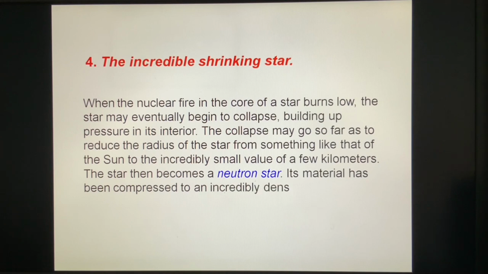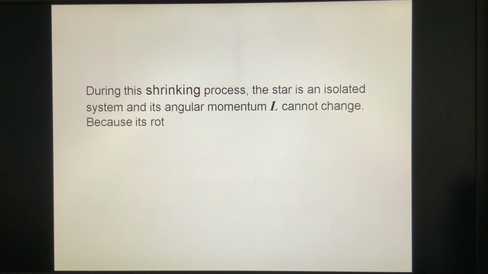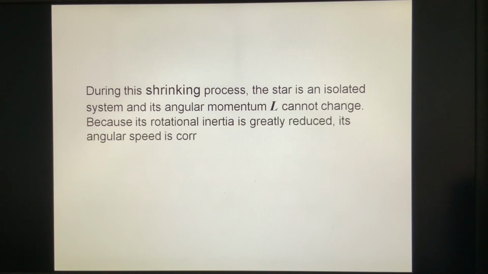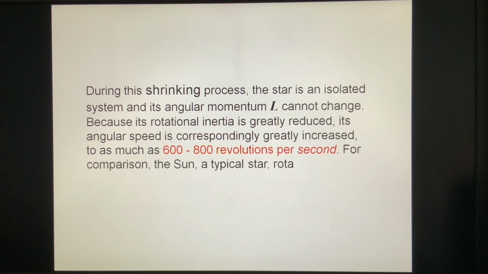Its material has been compressed to an incredibly dense gas of neutrons. During this shrinking process, the star is an isolated system, and its angular momentum L cannot change. Because its rotational inertia is greatly reduced, its angular speed is correspondingly greatly increased to as much as 600 to 800 revolutions per second. For comparison, the Sun, a typical star, rotates at about 1 revolution per month.